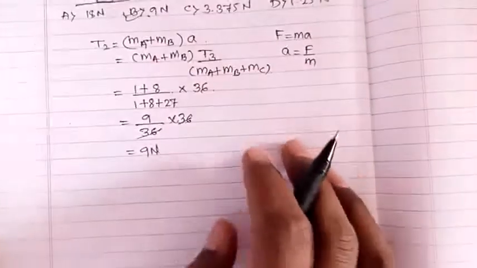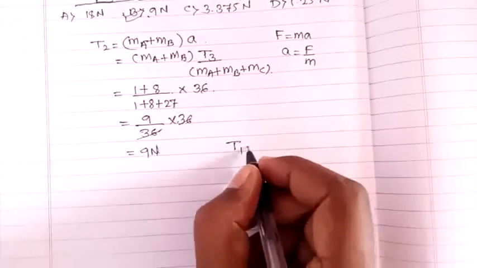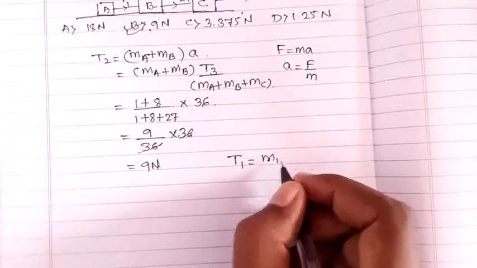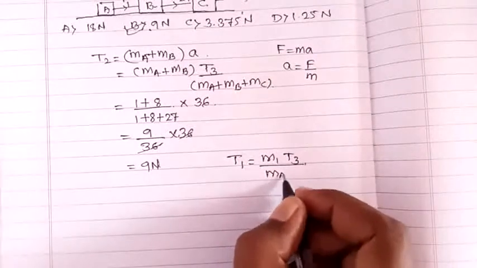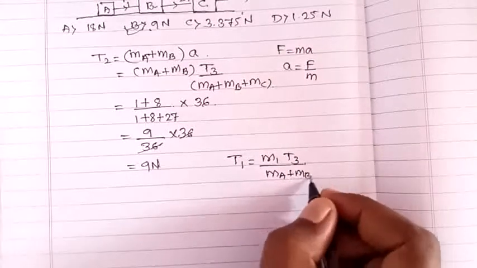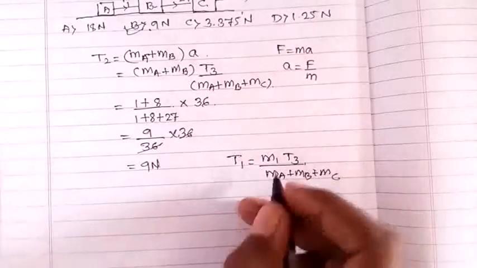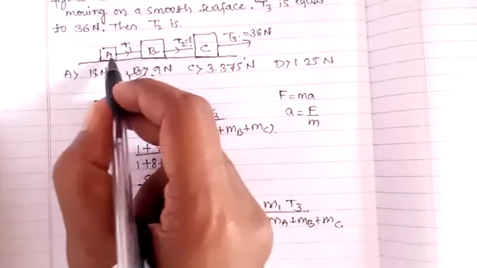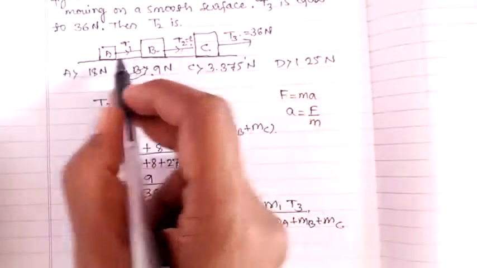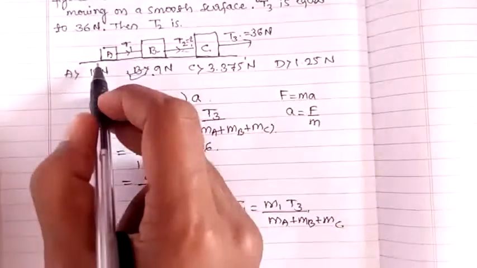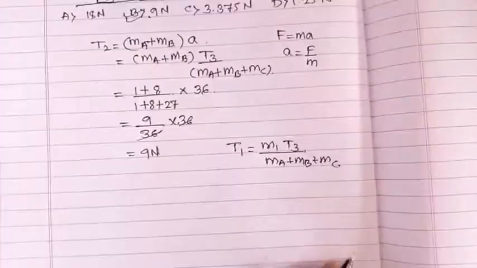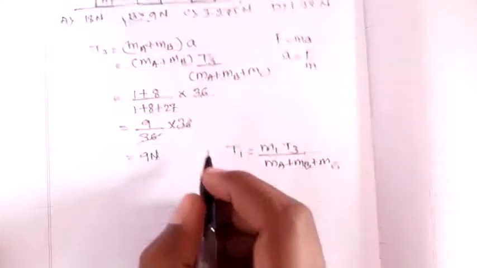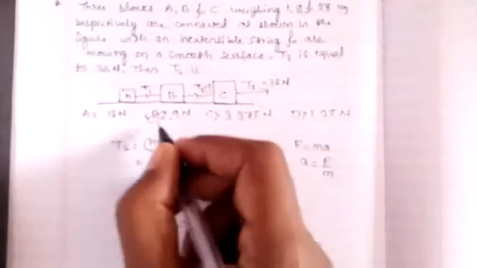How to find T1? T1 can be determined as ma into T3 divided by ma plus mb plus mc. You will get T1 now, because T1 is pulling only A. But T2 is pulling A and B, and T3 is pulling all three, A, B and also C. So T3 is nothing but the total force. The question asked here is T2, which is 9 Newton.